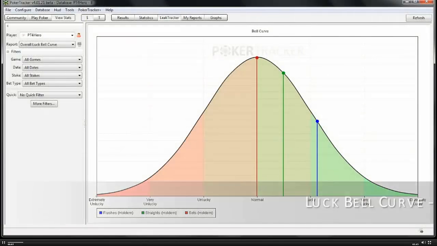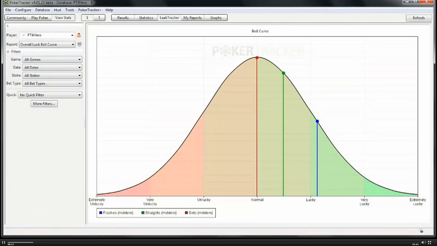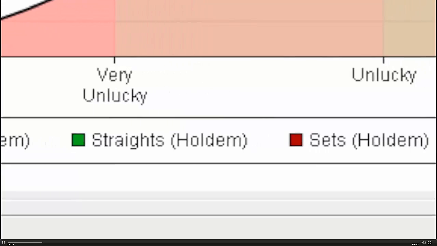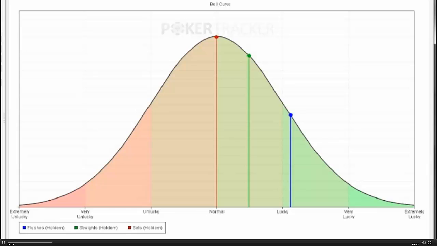The luck bell curve graph provides a visual representation of the active player's results with three types of hold'em drawing hands: straights, sets, and flushes. The colored dots on the graph represent the active player's results.